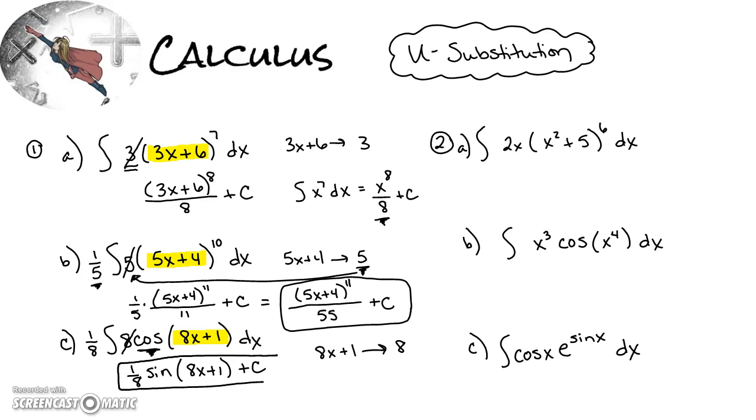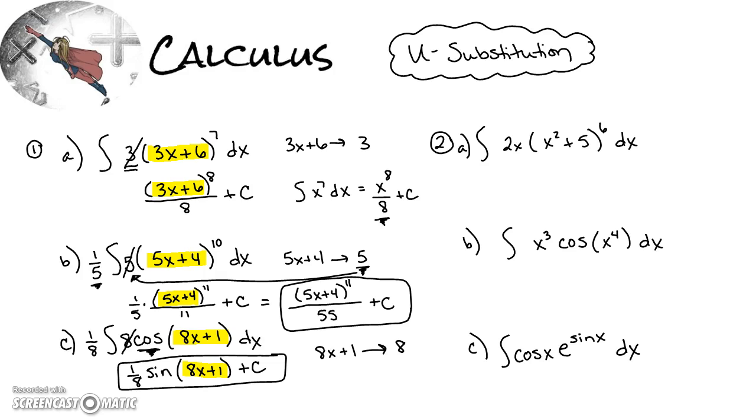So we get this. Now also notice, I'll highlight the inside functions. They never change from the integral to the answer. See, 3x plus 6 was the same thing in both the integral and in the answer. Same with the 5x plus 4, and same with the one we just did, the 8x plus 1. So the inside functions never change. You're really just doing the antiderivative of the outside.